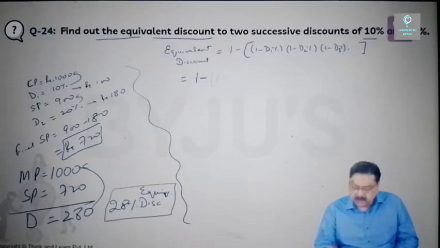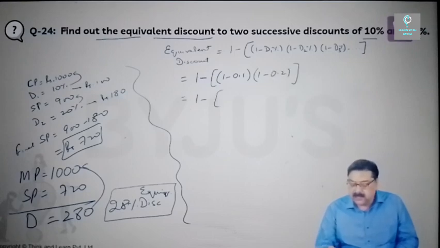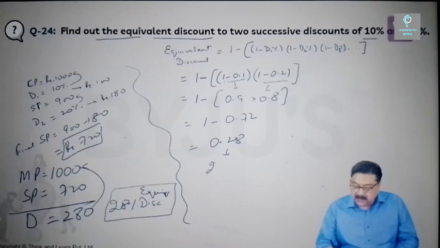1 minus the first discount, which is 10%, so 0.1, into 1 minus the second discount, which is 20%, so it is 0.2. 1 minus 0.1 is 0.9. 1 minus 0.2 is 0.8. So it is 1 minus 0.72, which is 0.28, and 0.28 means 28% discount.